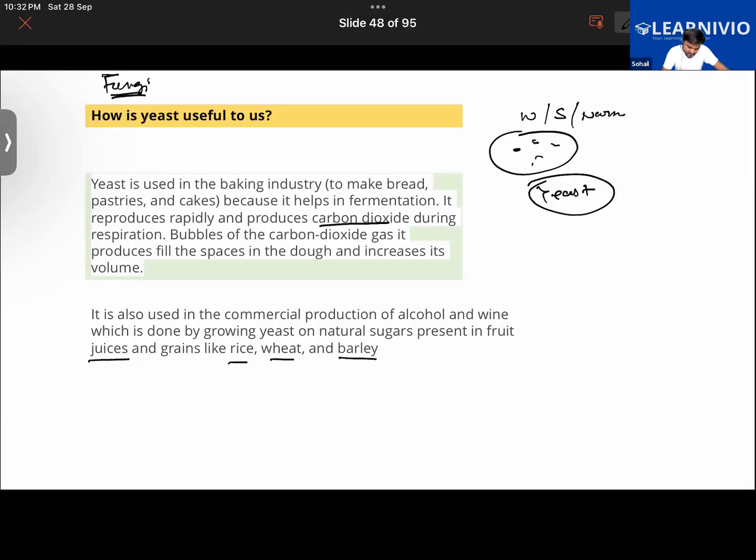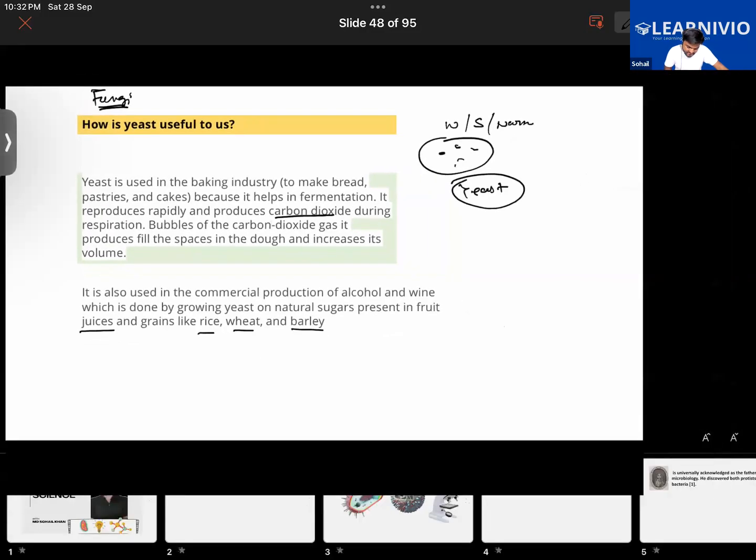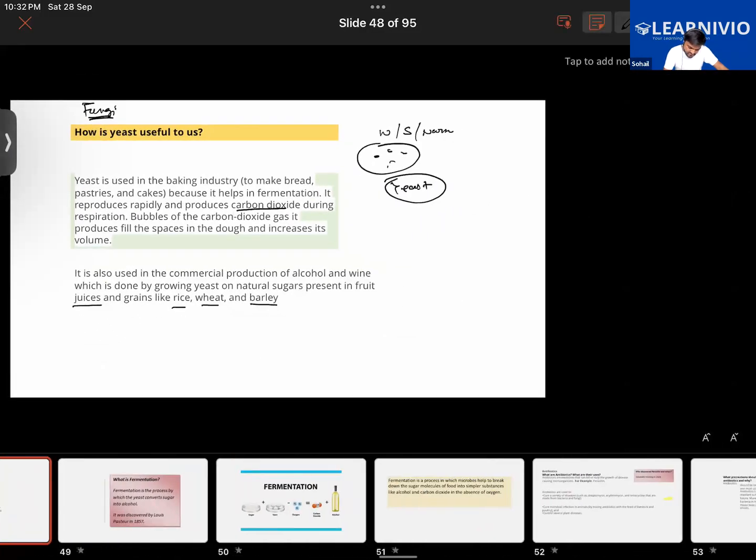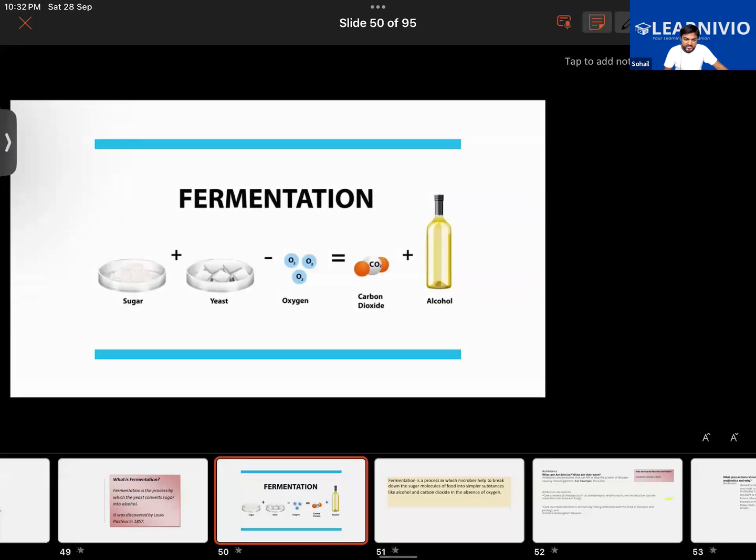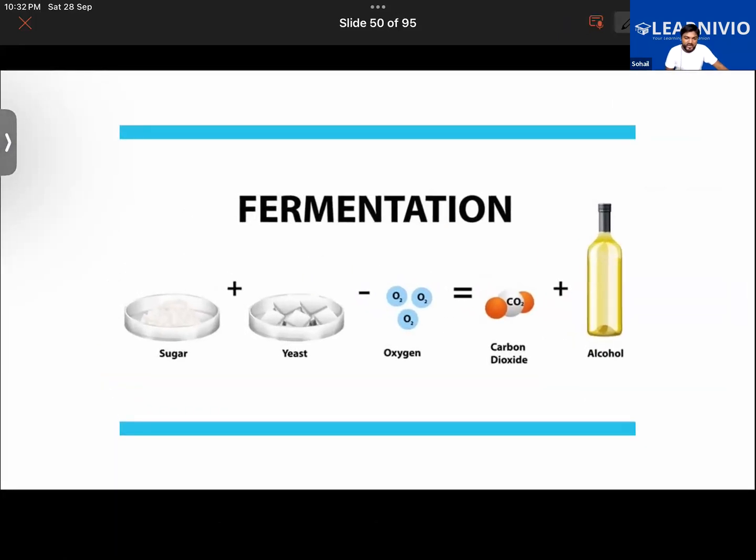Okay, so till fungi we have discussed. Here's the diagram to help you understand it better. When you add the yeast to the sugar, it can do respiration in anaerobic condition. That is a special thing about the yeast, as we know. So alcohol plus carbon dioxide gas will be formed.